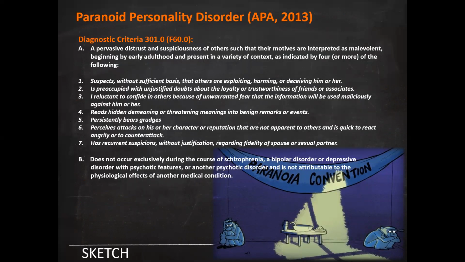Paranoid personality disorder, PPD, is characterized by a pattern of distrust and suspiciousness of others, whose motives and intentions are perceived as malicious. These perceptions begin in early adulthood and are present in a number of situations. Those with PPD assume the ill intent of others and believe that others might exploit, harm, or deceive them.